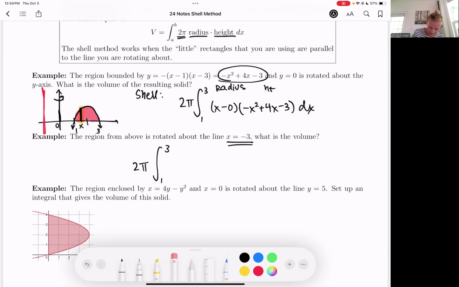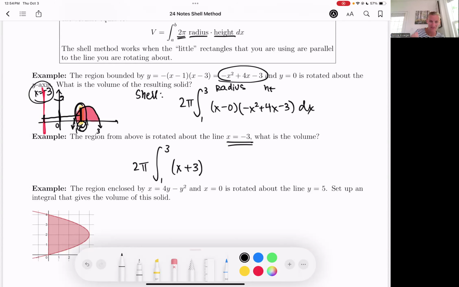Now my radius is the distance from that little line segment all the way over to the line that I'm rotating about. And so in this case, my right function is x. That's just the arbitrary x value. My left function is -3. So I'm going to have to do x minus -3, which is x plus 3. That's the length of my radius. Sometimes students struggle with the radius. So if that's confusing, let me know in class.